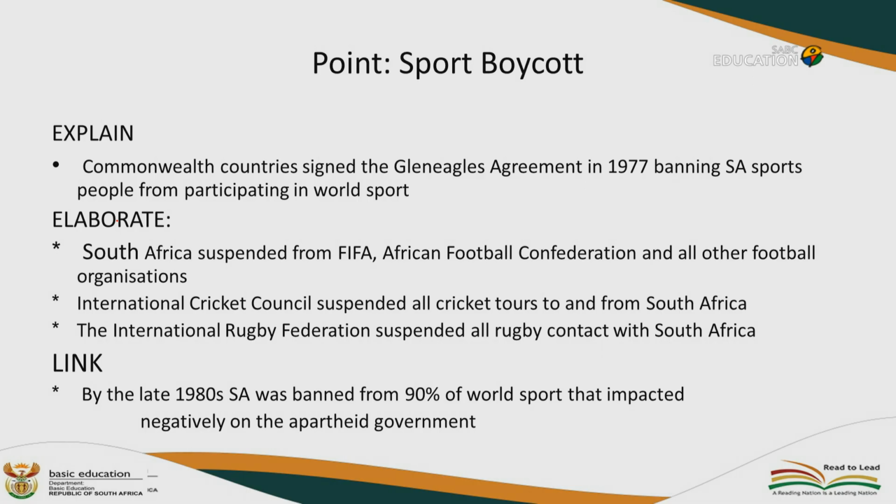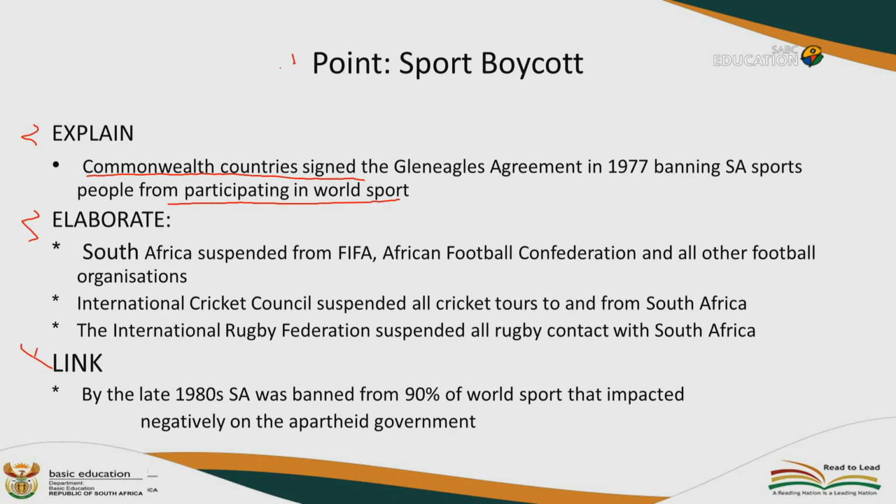Now, when you explain, you need to indicate what happened. Like, for an example here, the Commonwealth countries signed the Gleneagles Agreement in 1977, banning South African sports from participating in the world sports. This is explaining the point, sports boycott. What happened? South African sports was banned from participating internationally. Now, when you elaborate, remember this is a PEEL structure. We start with a point, we explain, we give an example or elaborate, and link.